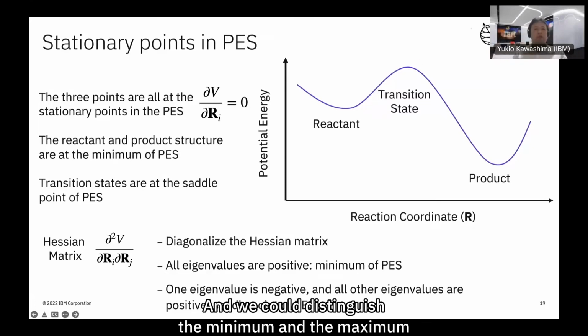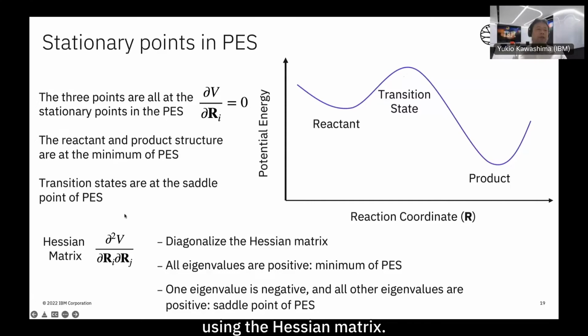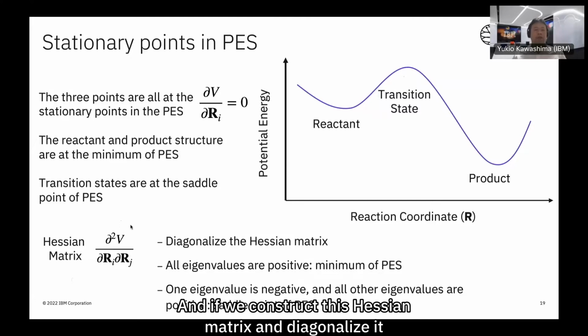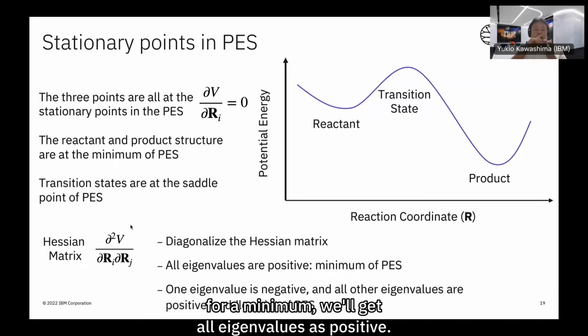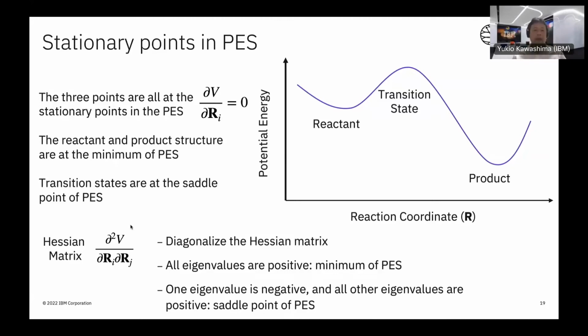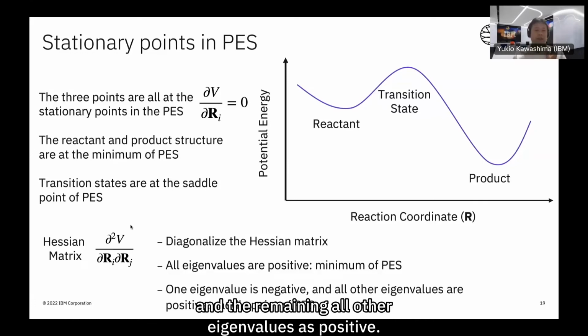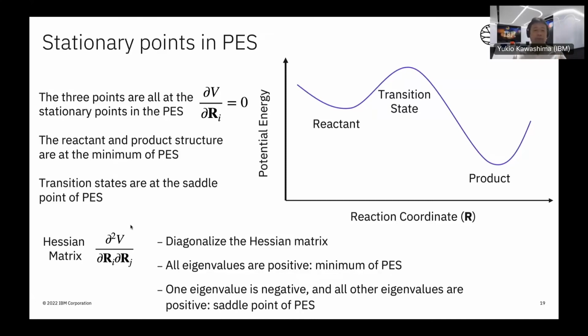And we can distinguish the minimum and the maximum using the Hessian matrix. The Hessian matrix is the second derivative with respect to two internal degrees of freedom. If we construct this Hessian matrix and diagonalize it, for a minimum, we'll get all eigenvalues as positive. At the saddle point, we'll get one eigenvalue that is negative, and all the remaining eigenvalues as positive. So these are the stationary points in the potential energy surface.